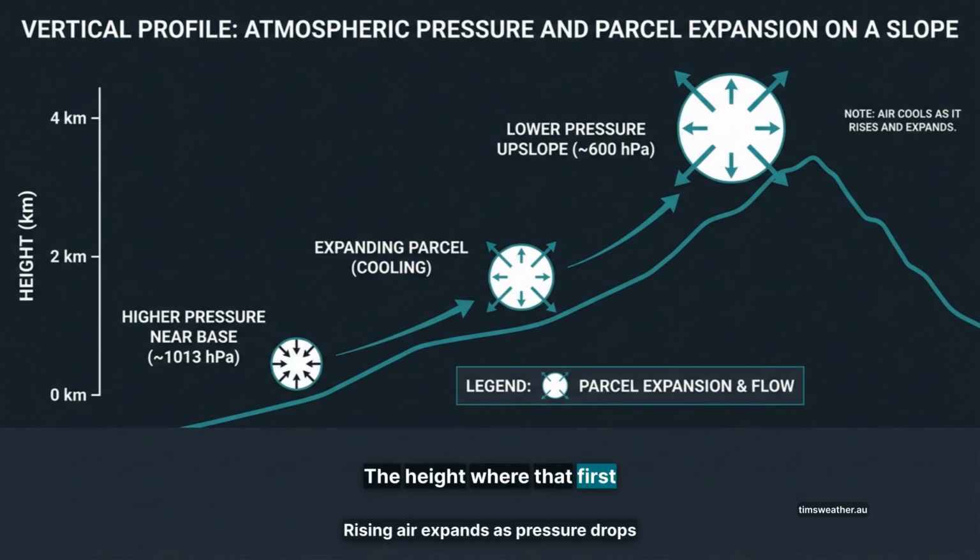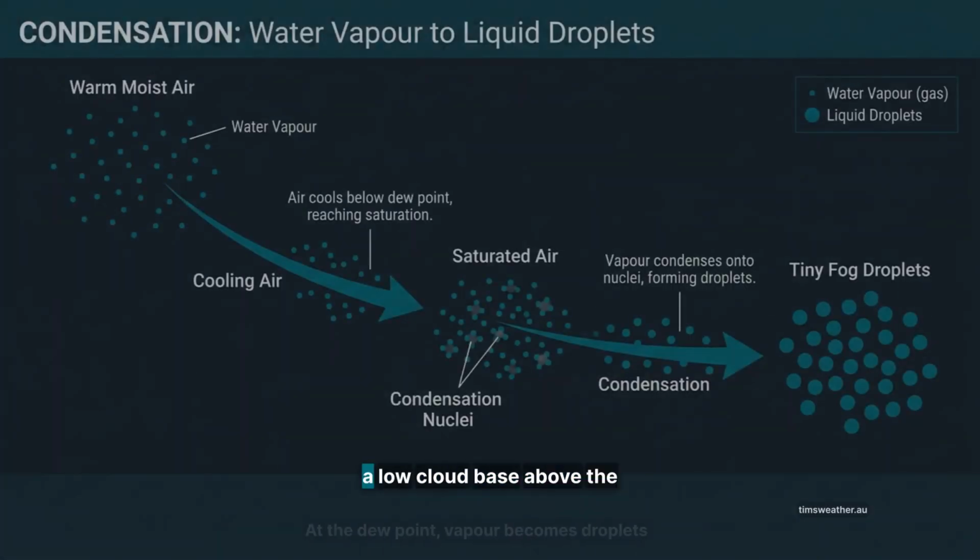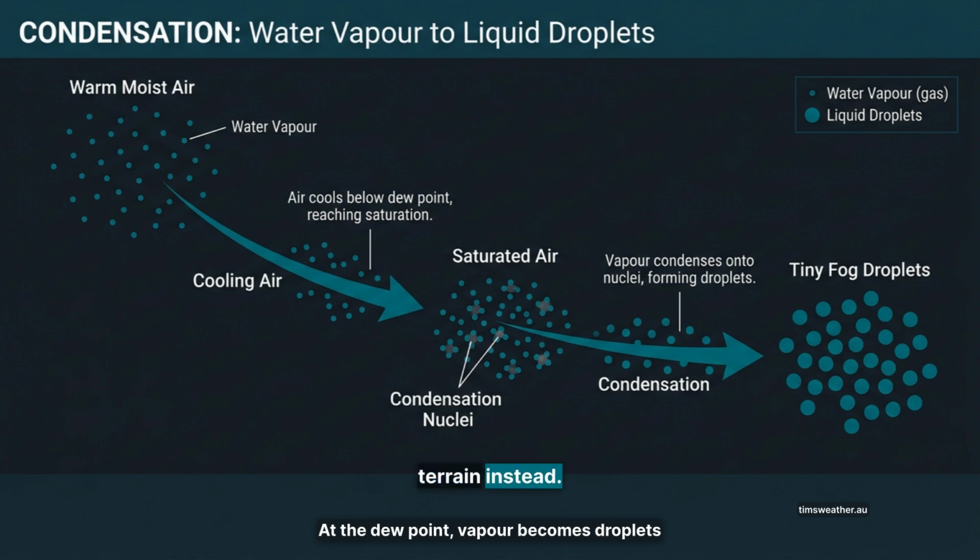The height where that first condensation begins is called the lifting condensation level, or LCL. If the LCL is low enough to touch the slope, fog can spread across the road, ridges and passes. If the LCL sits higher, the same process may produce a low cloud base above the terrain instead.